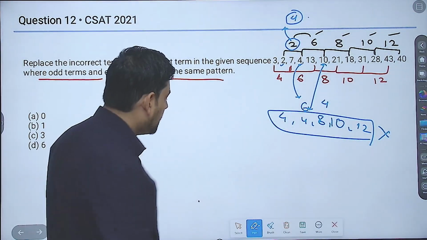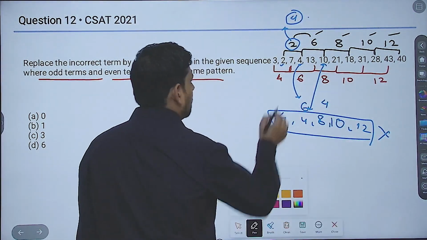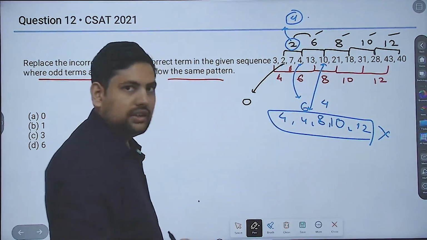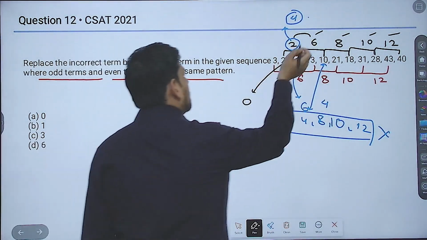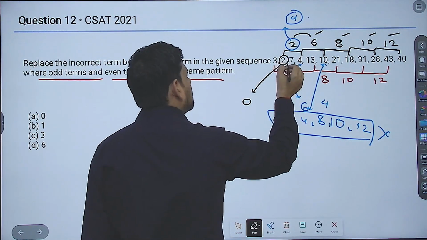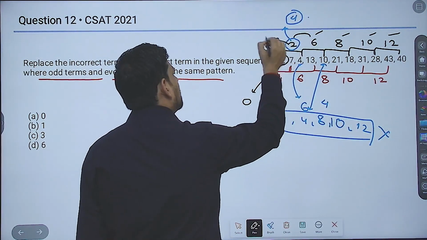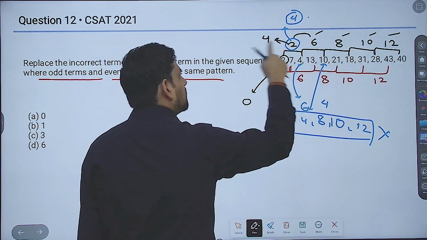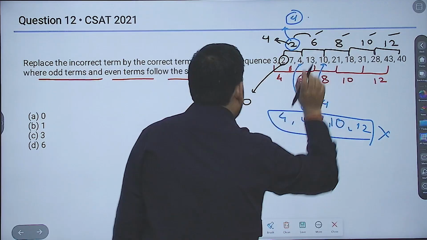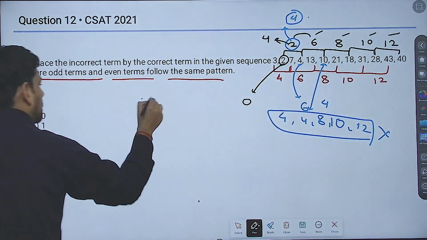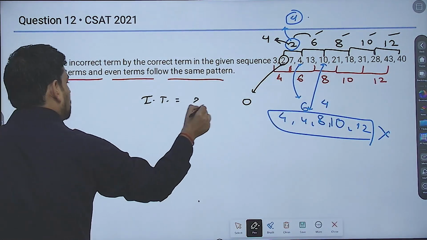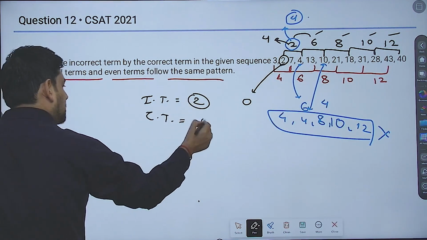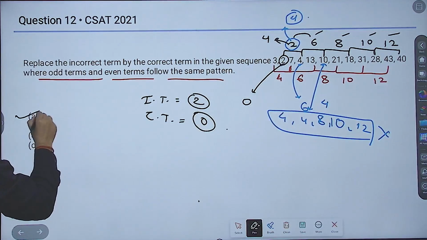What you should rather change is this. So you should rather change 2 to 0. Then what will happen? If 2 is changed to 0, then this difference will become 4, a constant difference, the same as it was. So 4, 6, 8, 10, 12, everything is following. That means the incorrect term is 2 and the correct term that should replace it is actually 0. So the answer becomes 0, option A.